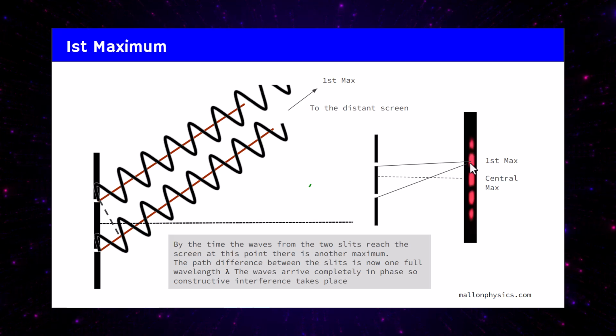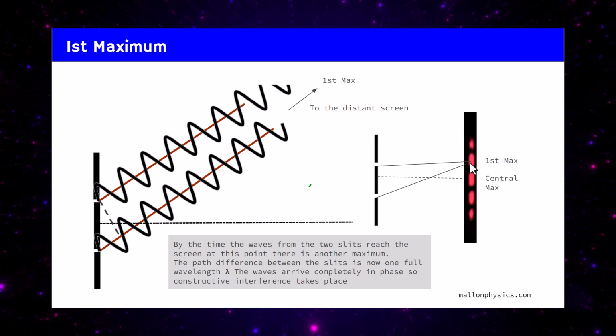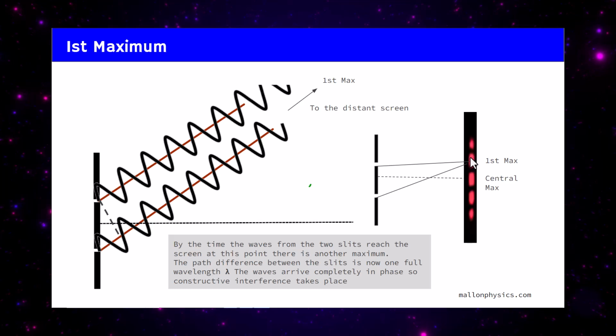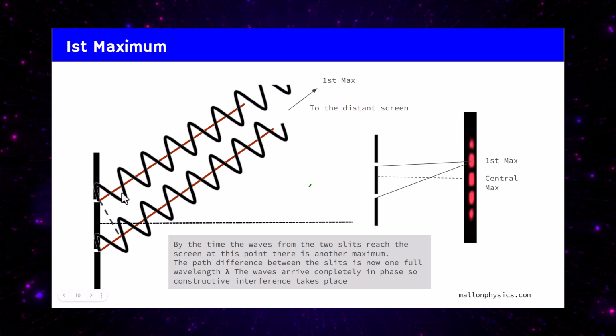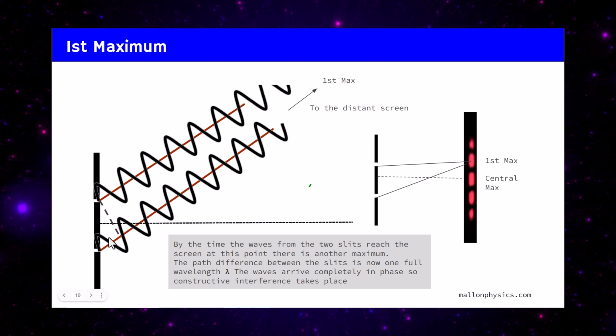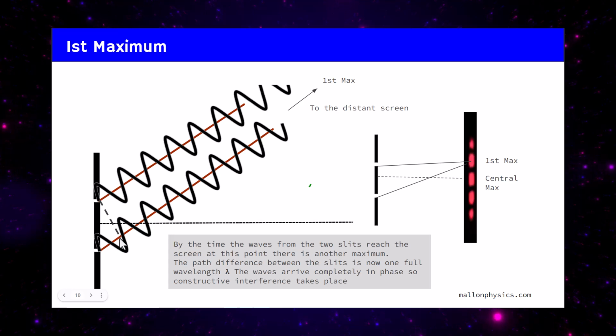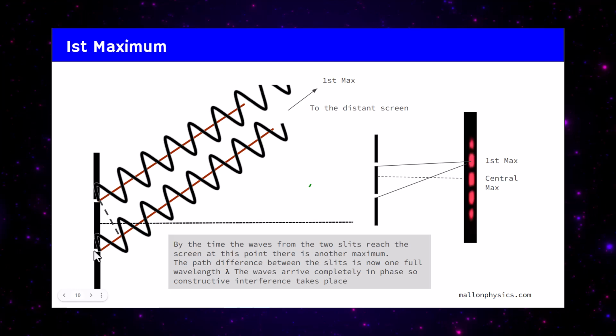Well, the first maximum occurs only if the crest meets the crest and the trough meets the trough. And you can see that this will only happen because we have the waves coming from the top slit travel towards the first maximum position on the screen, and the waves from the bottom travel a little bit longer. Now that distance is very important. That's called the path difference.